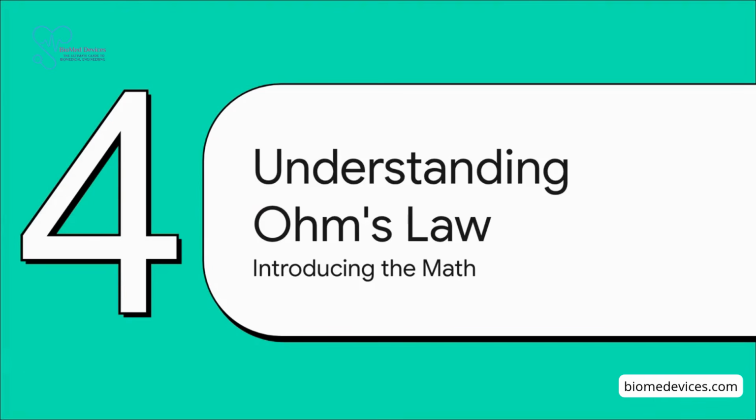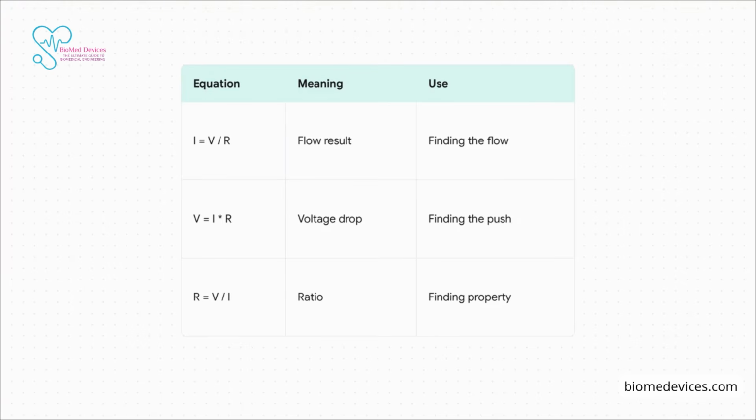His persistence really paid off, which brings us to Section 4, Understanding Ohm's Law. We have the physical intuition, we have the historical context, and now it is finally time to introduce the math. Ohm's law can be written in 3 algebraic forms, but I want you to focus heavily on the first one. I equals V divided by R. This perfectly captures the causal physical meaning. Current is the result. It is the consequence of voltage pushing against a material's natural resistance.